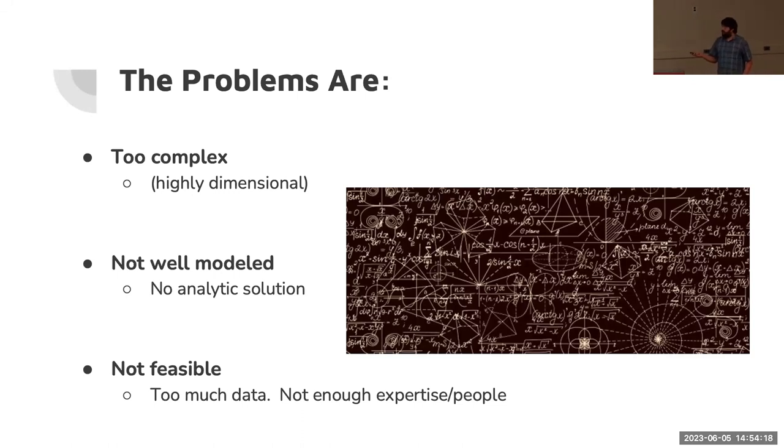These problems might also not be well modeled. There may be no analytic solution. You're trying to find the optimum, whatever fuzzy definition of optimum there is. Or maybe it's not feasible. Maybe there's just too much data. Nobody's had time to look at it. For example, coming up with an analytic solution on all of the people who watch Netflix, what they might want to watch, that could take a lot of expertise, a lot of time. It costs too much. Well, maybe we can use machine learning to just kind of short circuit that problem.